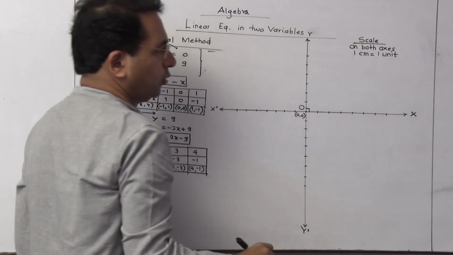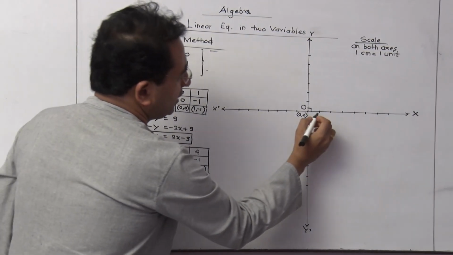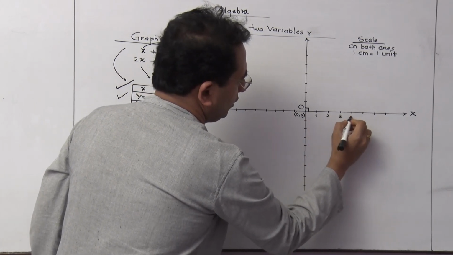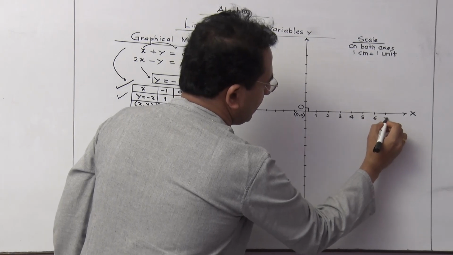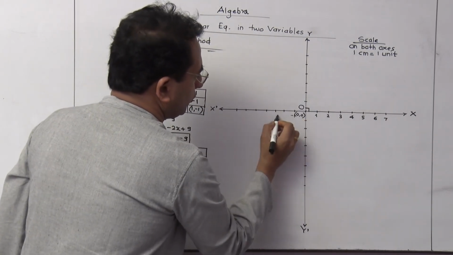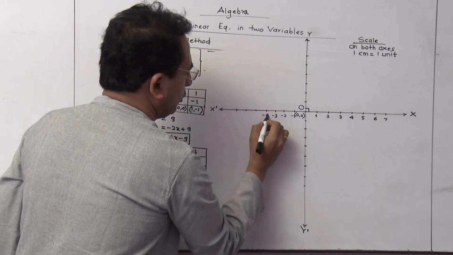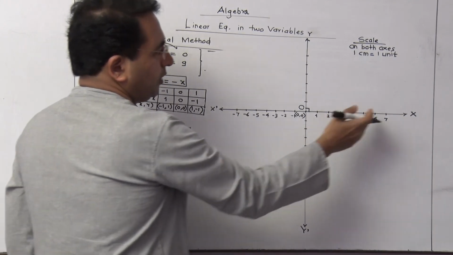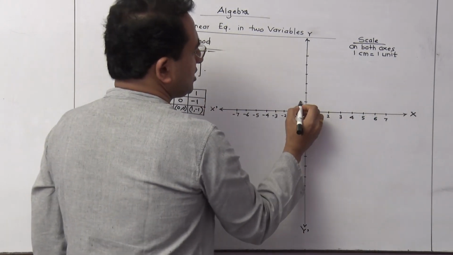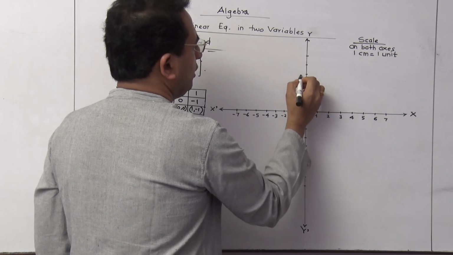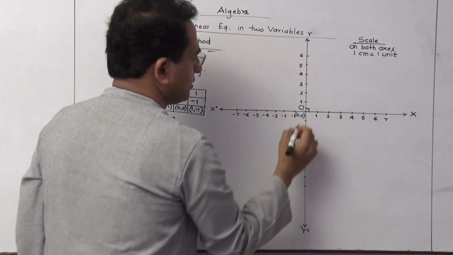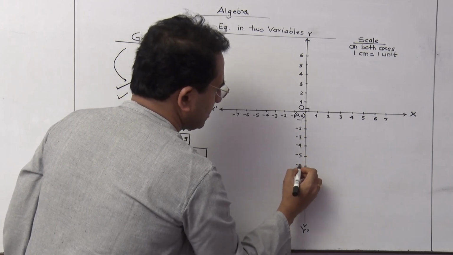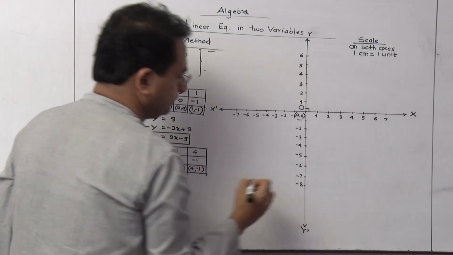1 centimeter is equal to 1 unit. So I have done the marking here at 1 centimeter each, which I will write as numbers here: 1, 2, 3, 4, 5, 6, 7. Here I will write -1, -2, -3, -4, -5, -6, -7. On your graph, you may be having more numbers there. This is 1, then 2, 3, 4, 5, 6. This is -1, -2, -3, -4, -5, -6, -7 and -8.